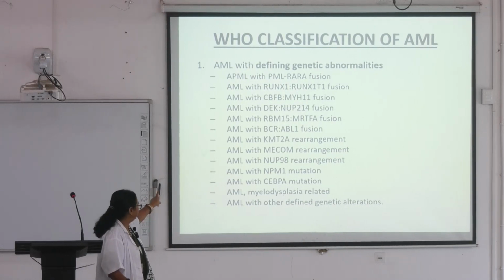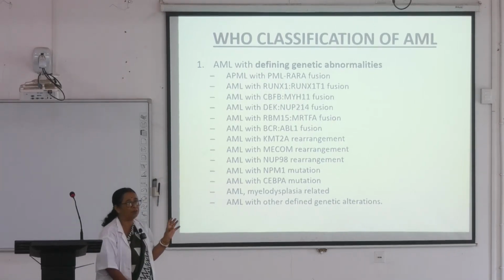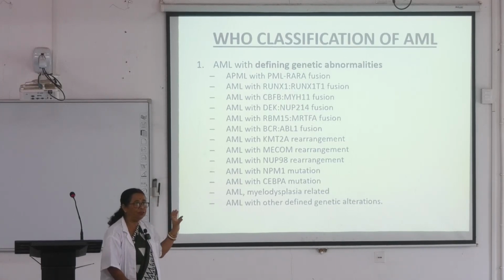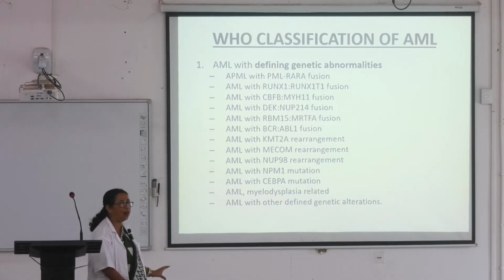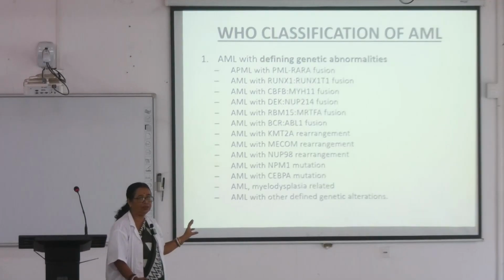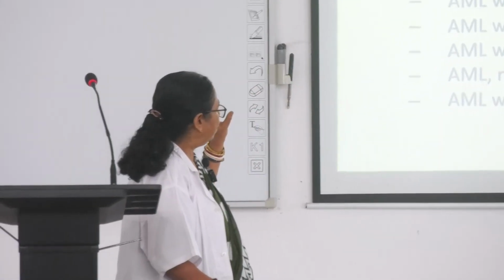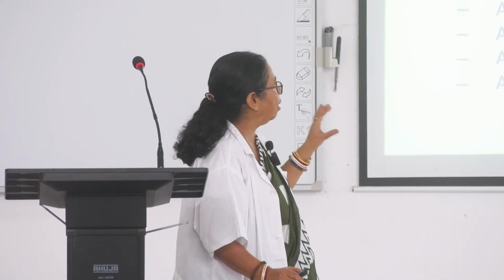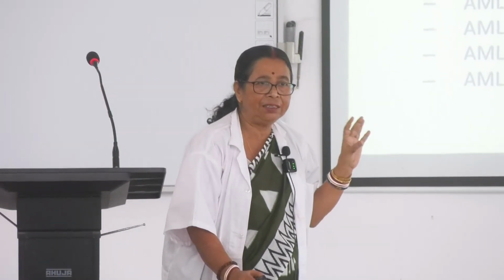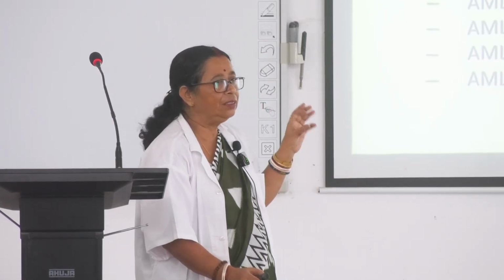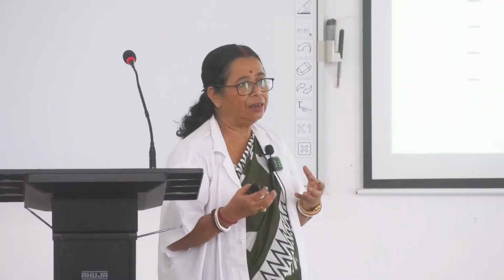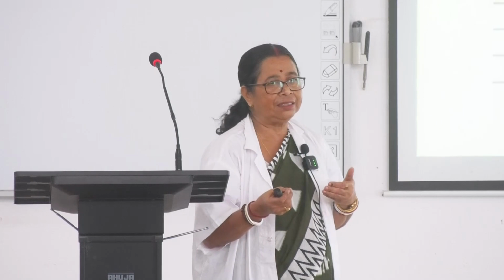This is AML with defining genetic abnormalities. On study, it is found that these genetic abnormalities are found in AML. There may be overlapping, but this is a must. For APML with PML-RARA fusion, that is the 15;17 translocation, and there is fusion of PML with RARA. Due to this fusion, an abnormal protein is synthesized, so there is a maturation defect. Clear?